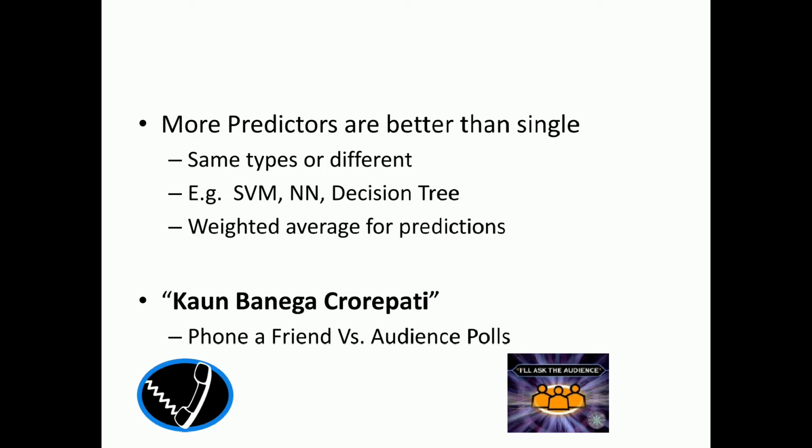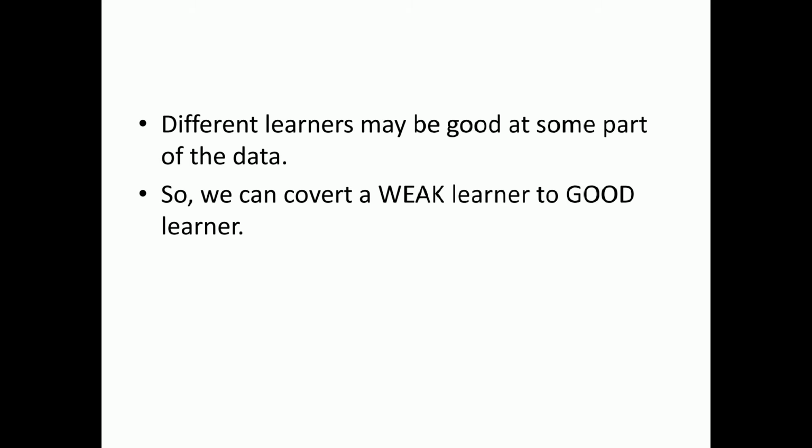So if you think of calling a friend, then your friend will give you a result, but here a group of people will give you a result. So that is the basic difference between a single predictor and a group of predictors. Different learners may be good at different parts of the data, so that will help us to convert a weak learner to a good learner.